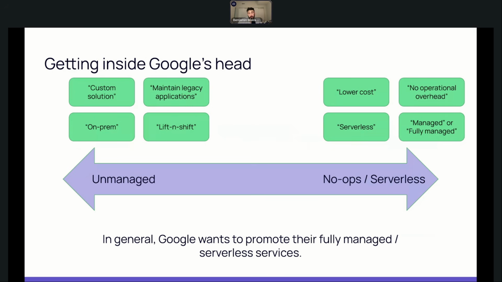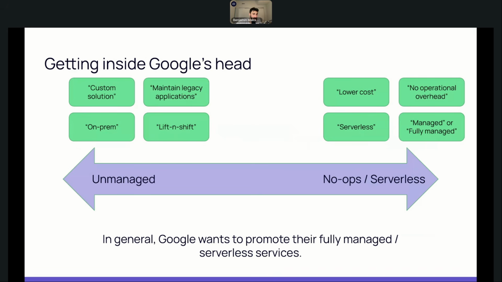Google would probably tout that if you use their serverless or no-ops services or approaches, then you would be lowering your cost. There are some people who would debate that depending on the solution or the scenario. But Google would pretty much tout that moving toward managed and serverless services would lower your cost. If there's no operational overhead, that would point towards serverless. If they literally use the word serverless, and sometimes that shows up in the question, that would point towards serverless. And these terms, managed or fully managed, would indicate that as well.